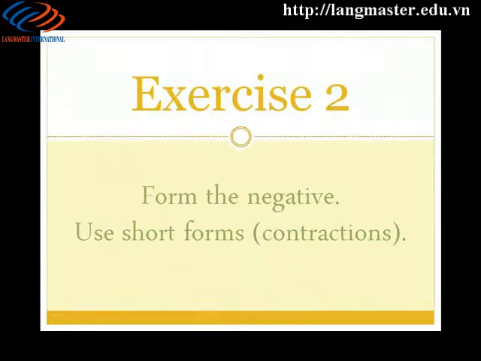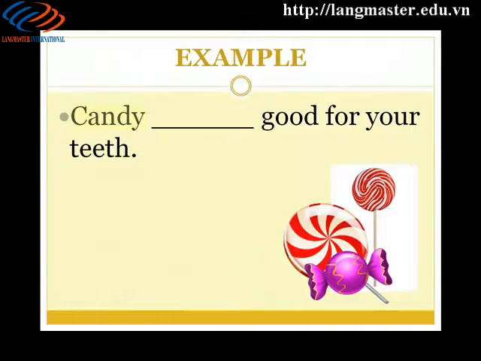Exercise 2. Form the negative of be. Use short forms or contractions. Example, candy is the subject. It's a group of food, one group. We need the form is. Make it negative, is not. And the contraction, isn't. Candy isn't good for your teeth.